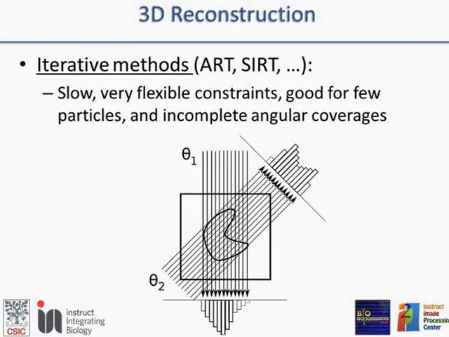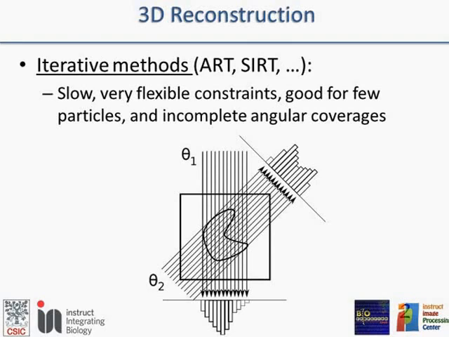And they have also the advantage that they can be very flexible with respect to the constraints you can put. You are solving not only the 3D reconstruction problem, but you can add a priori information. Like, I know that the mass of my particle is this one, and you can give this constraint to the algorithm. I know that my particle is symmetric. I know that the external surface of my particle is this one. So you can give many different constraints to the algorithm, but it is slow.